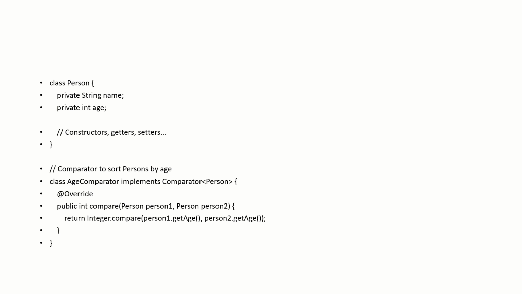Okay, so if person one's age is greater than person two's age, it will return a positive integer. If it is equal, it will return 0. If person one's age is less than person two's age, it will return a negative. So this is about the compare method of the comparator.